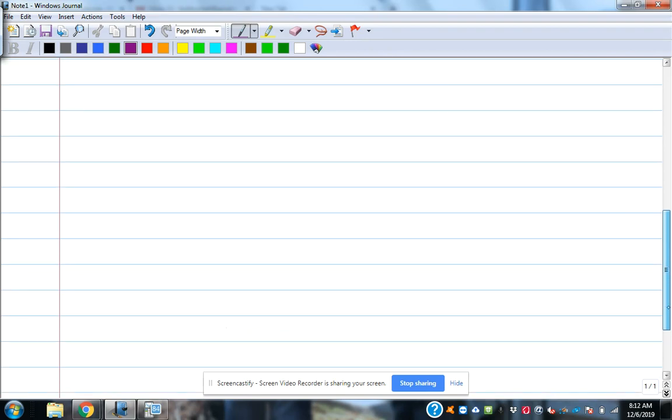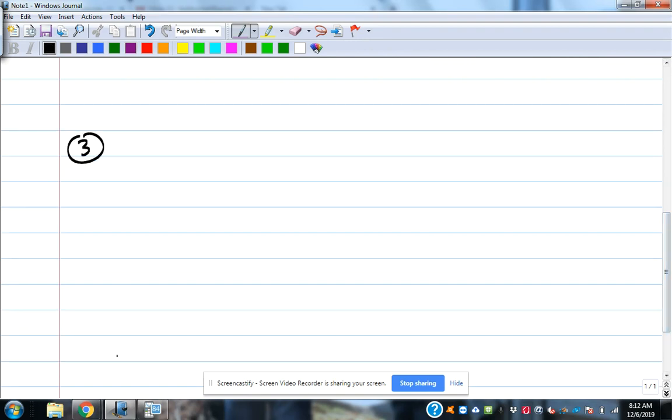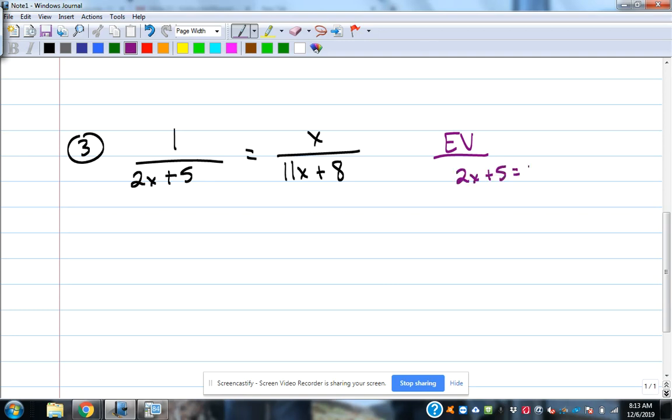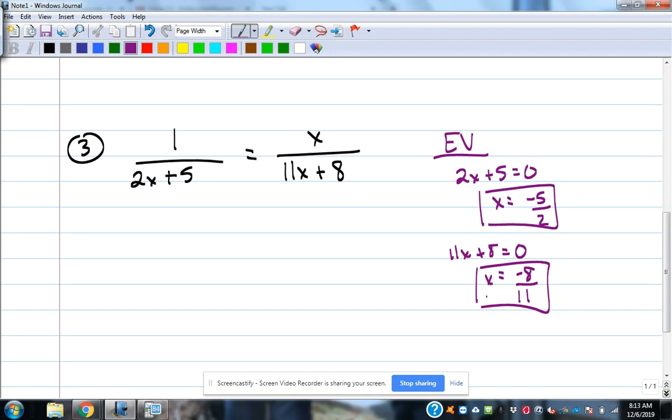All right. Another one here. Okay. Will this one have excluded values? Yes. So we need to find those. And I'm setting 2x plus 5 equals 0. -5 over 2. -8 over 11. Good job. Okay, so those are our excluded values.